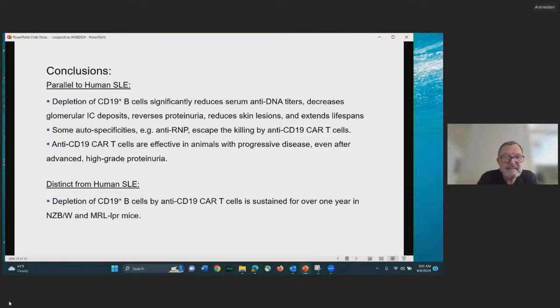Also, anti-CD19 CAR T cells can be administered even quite late in a progressive disease after advanced high-grade proteinuria is established. Now, distinct from human SLE, as you already know from listening to the earlier talks, is that depletion of CD19 B cells is sustained for over 1 year in NZBW and MRL-lpr mice.